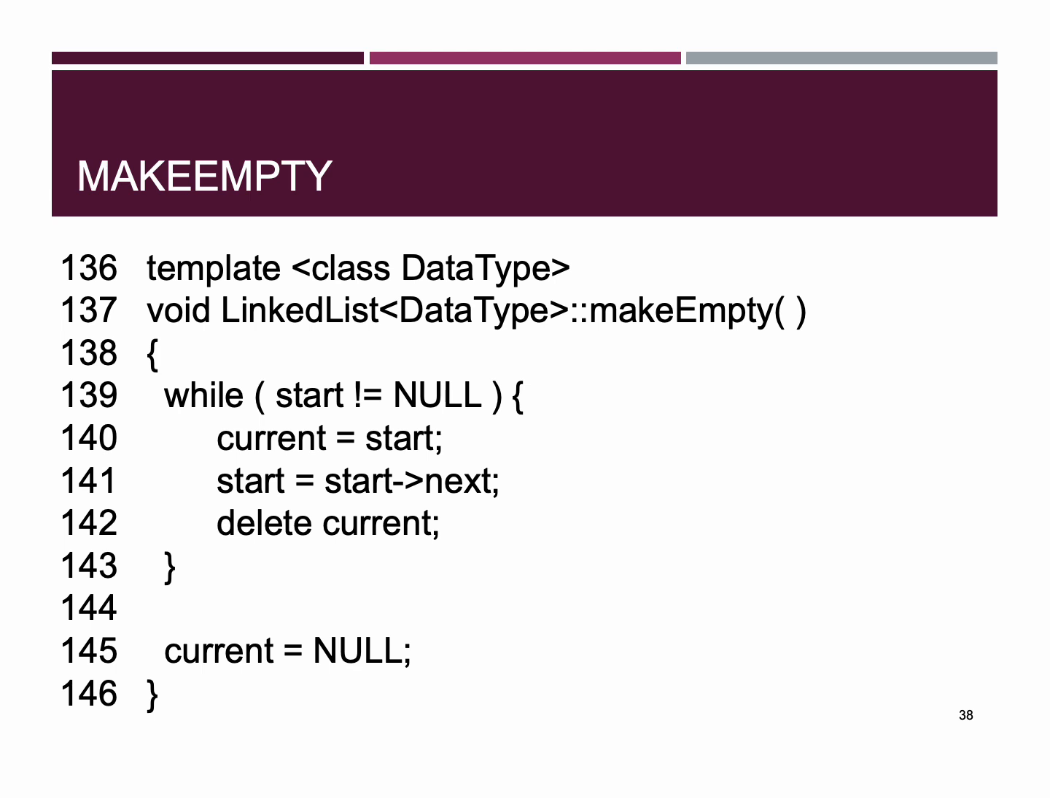The current node is then deleted using the delete keyword, which deallocates the memory for that node. This process repeats for each node in the list until the start pointer is null, indicating that all the nodes have been deleted. Finally, after exiting the loop, the current pointer is set to null to ensure that the list is fully empty.